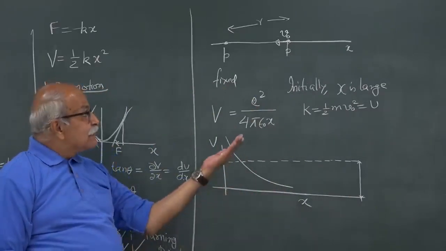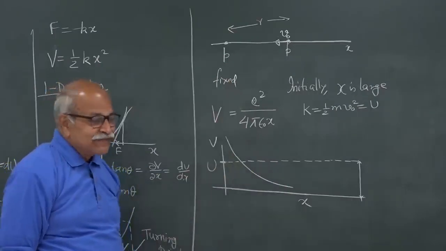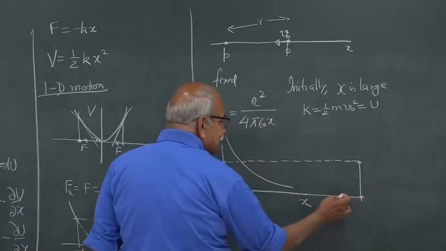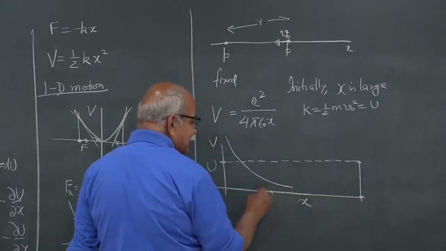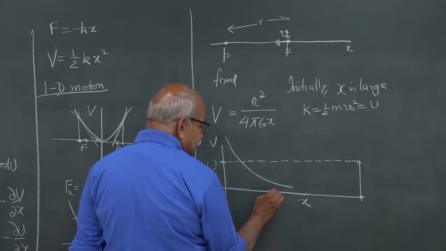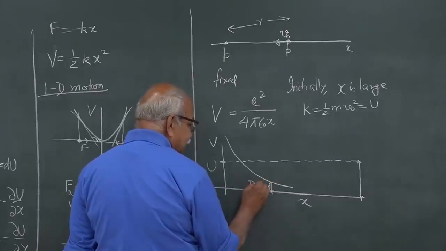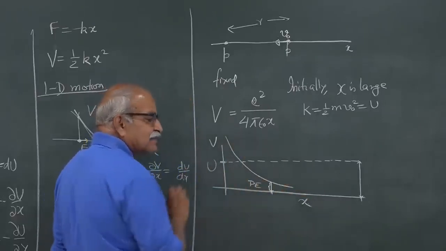Now, the particle is coming towards this proton, so x is decreasing. Suppose the particle has come here. When the particle is here, then this is the potential energy, that is the curve I have drawn, potential energy versus x.